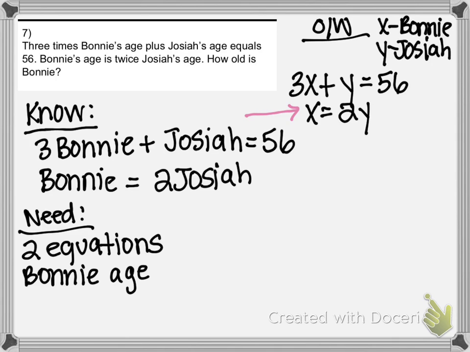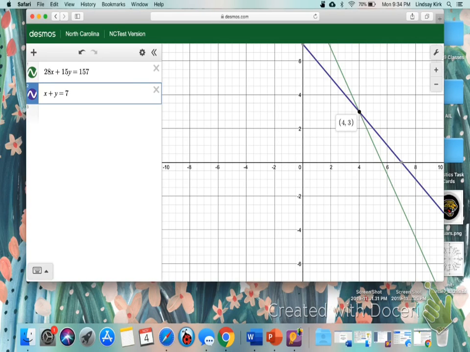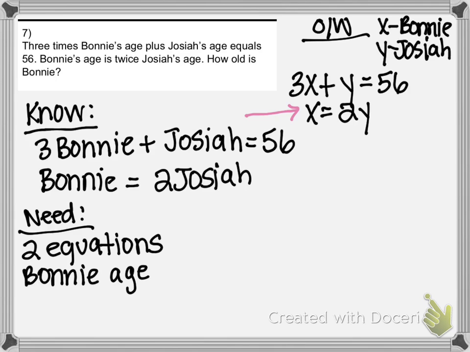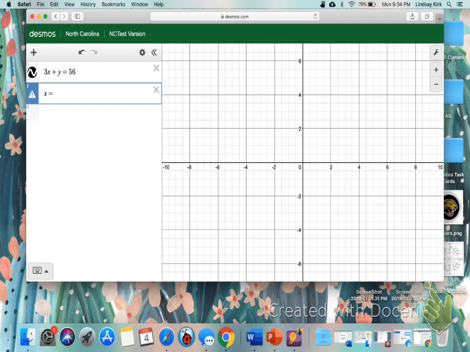I'm going to get the answer in Desmos, and then I'm going to go back and review that. So in Desmos, I have 3x plus y equals 56. And then x equals, let me make sure I'm right about this, 2 times Josiah, so 2y. All right, now we can see clearly here that there is only one line.